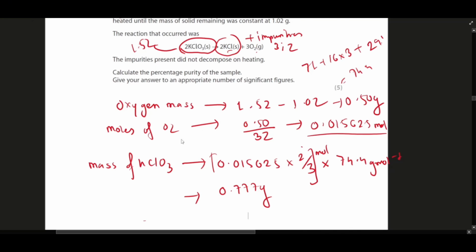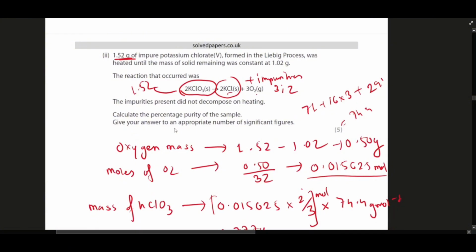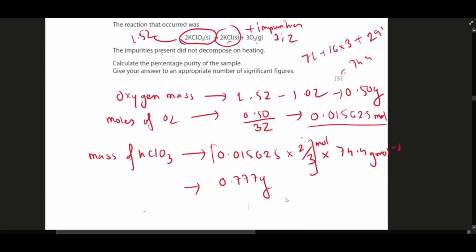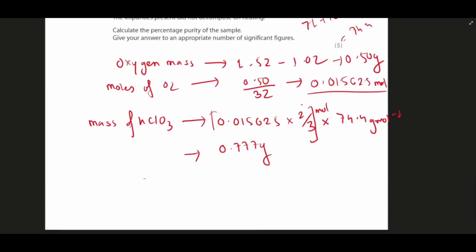What did they say again? They said to calculate the percentage impurity. So you want to find the mass of impure as well. Yes.